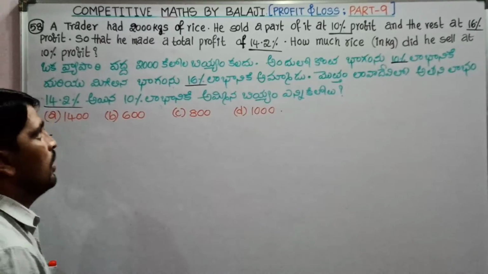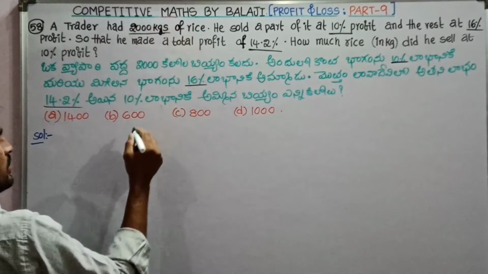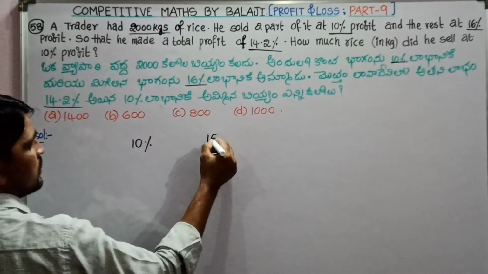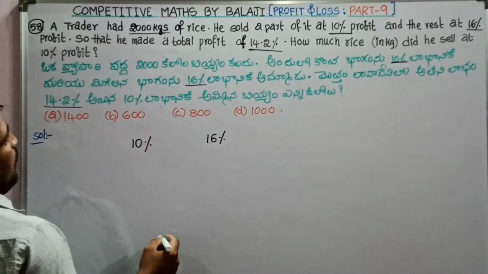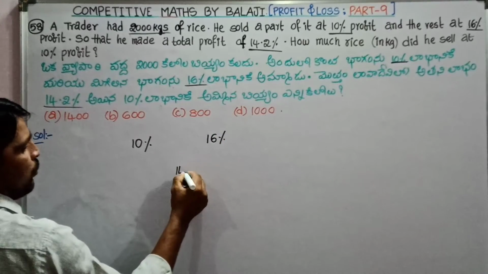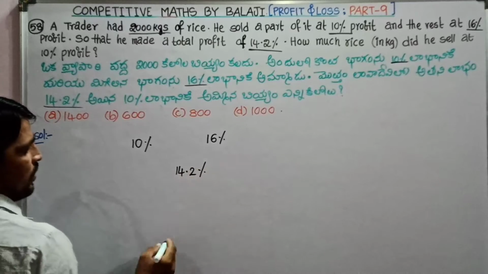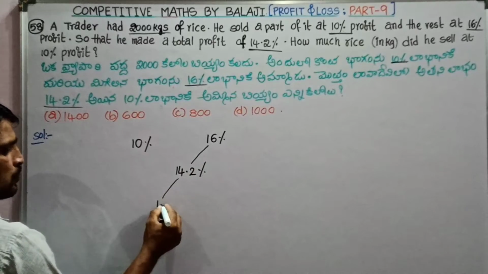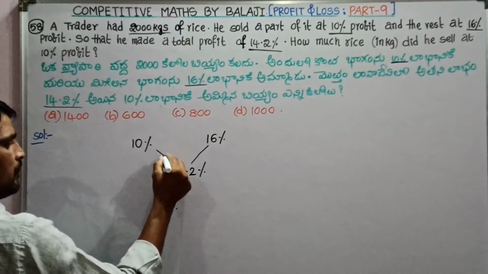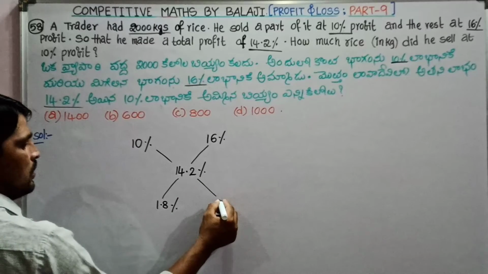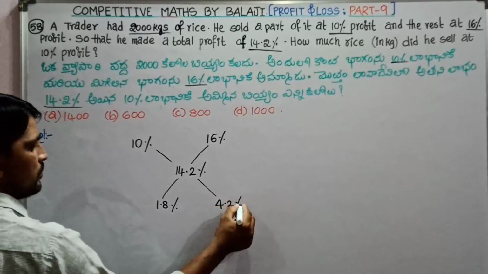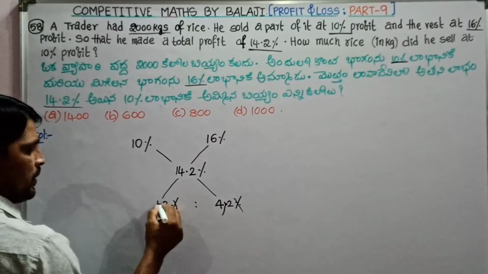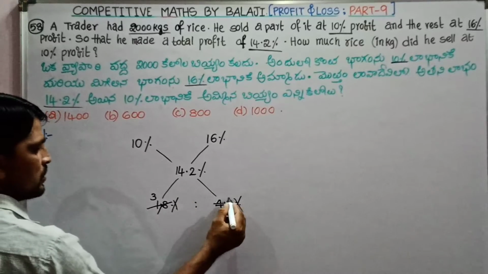Let us see the solution. Among the 2000 kgs of rice, some part is sold at 10% profit and the rest is sold at 16% profit, so that he made a total profit of 14.2%. Simply see the difference between 16% and 14.2%, that is 1.8%, and the difference of 14.2 and 10 is 4.2%. Consider the ratio. Since percentage, decimal point, 6 3s are 6, 7s are 42.